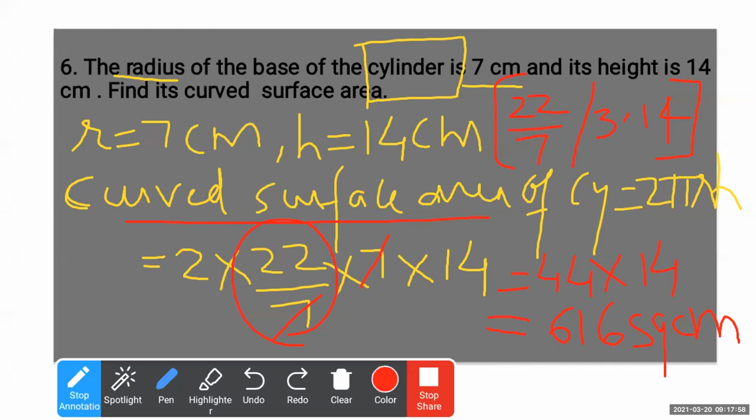So your radius is given as 7 centimeter and height is given as 14 centimeter. You have to find out the curved surface area. So the curved surface area of a cylinder is equal to what? 2 pi r h formula. Substitute it in that, and finally you will get the answer.